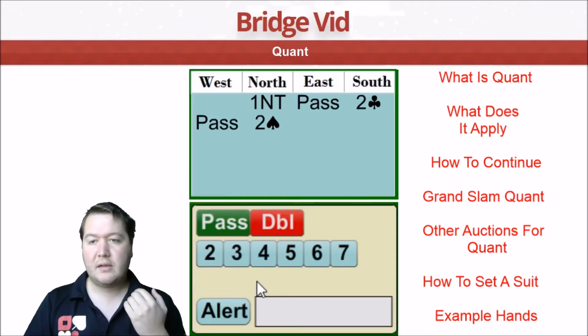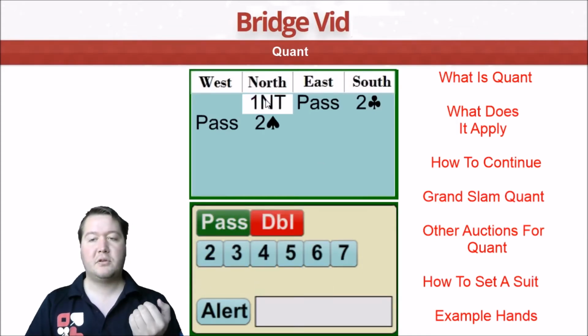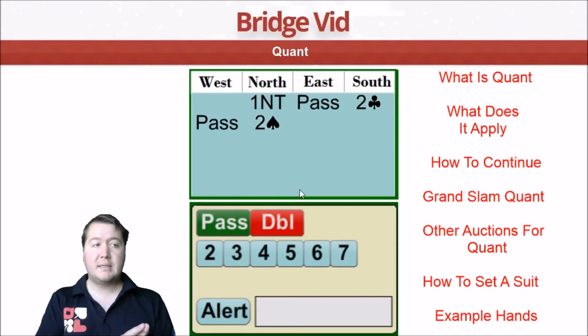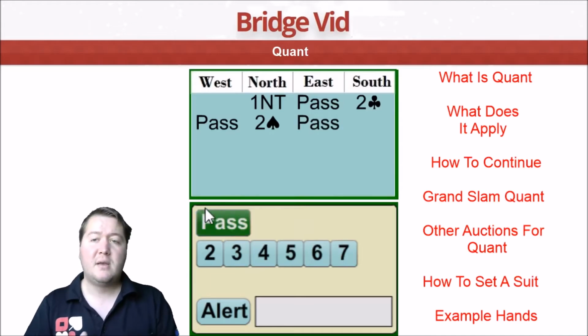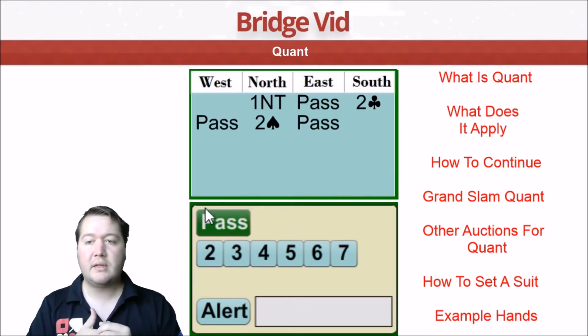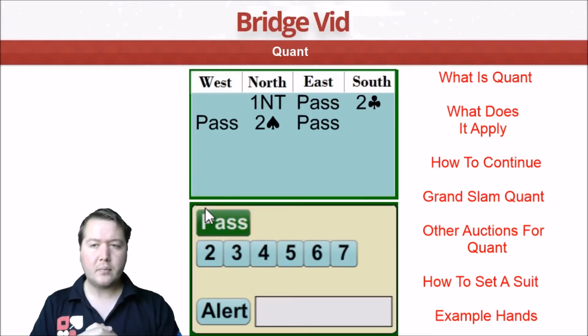Okay, so let's say we had an auction like this. It goes 1 no trump, pass, 2 clubs, your partner bids 2 spades, and as the responder, the South hand, you have 16 points, but you've got 4 hearts. What do you do in this case?